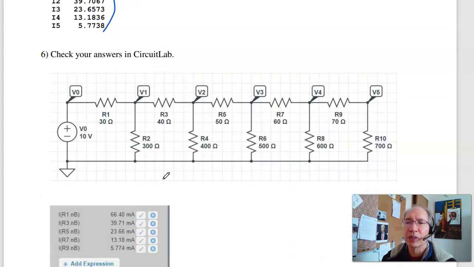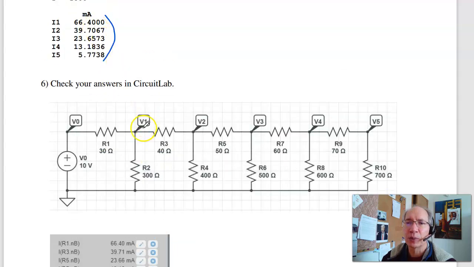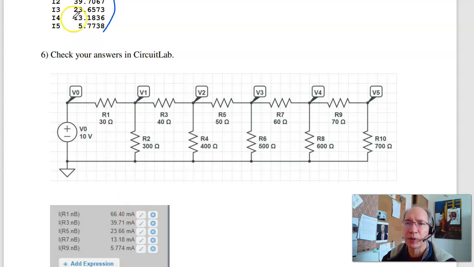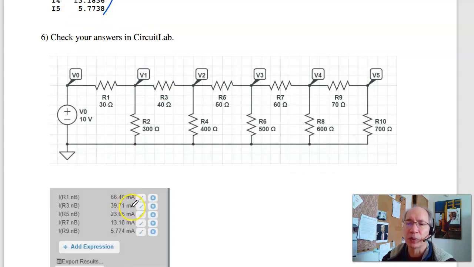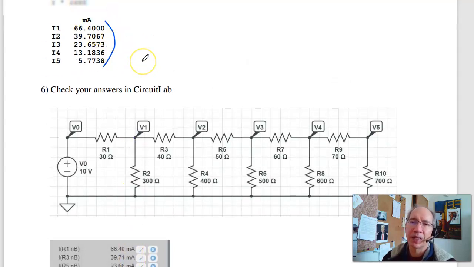If I build it in CircuitLab, I get the same answer. So here's 66.4, 39.7067, 39.71. CircuitLab rounds it to 2 decimal points. MATLAB rounds it to 4, but same answer. So that's homework set number 6 for ECE 111.